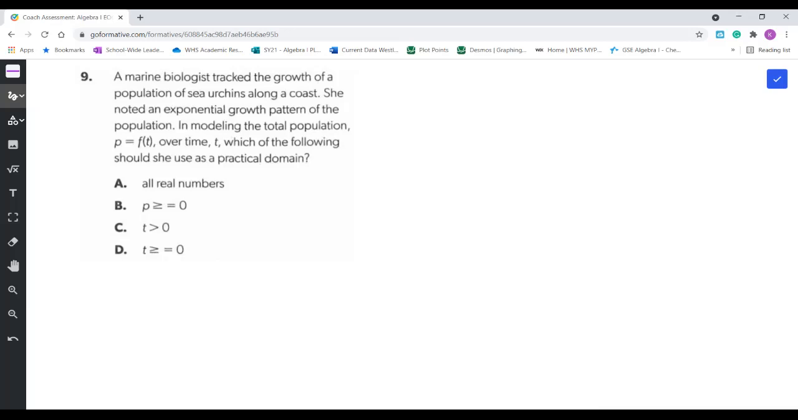So which of the following should she use as a practical domain? What could she use as a practical domain? Well, the domain is going to be any t values, because remember, population is dependent on how much time passes. And we know that the dependent variable is going to be the y, and the independent variable, which is time, is going to be the x variable.